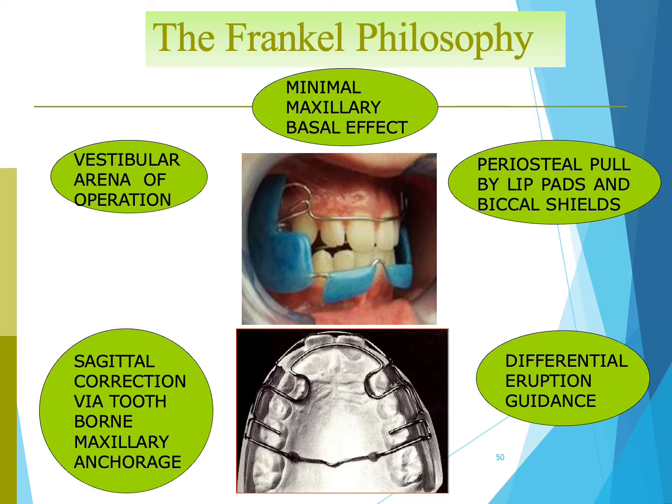Then, for the minimal maxillary basal effect, it has been noted that in most Class 2 malocclusions, the maxillary position is close to normal while the mandible is retruded. The Frankel appliance has relatively little retrusive sagittal effect on the maxilla, in contrast to the marked protrusive change in the mandible. And lastly, the periosteal pull by buccal shield and lip pads. The buccal shield and lip pads are extended to bring about outward periosteal pull. This will aid in bone formation at the apical base.